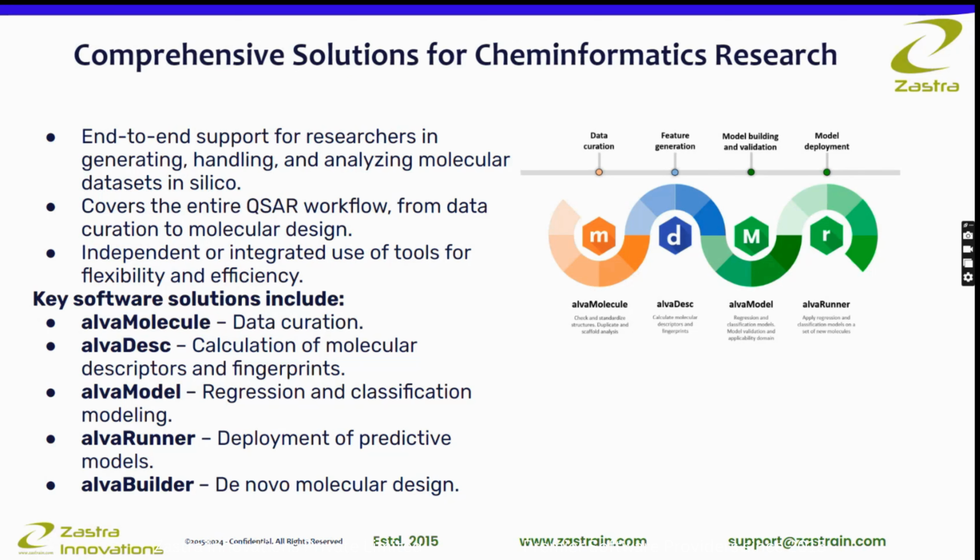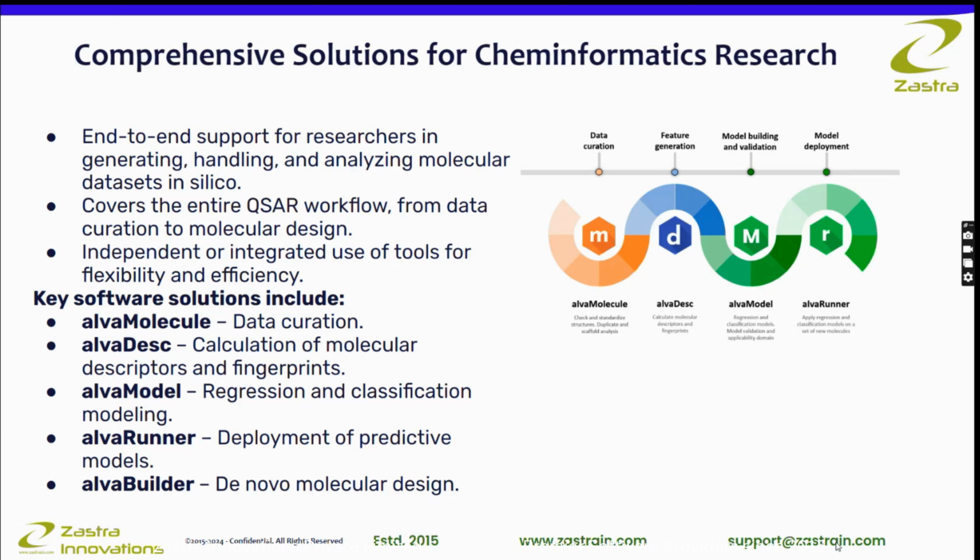are the 4 modules which might be visible on your screen. So the first one, that is Alva Molecule, we will see in detail. That is for data curation. We have Alva Desk. Alva Desk is primarily used for descriptor generation. Then we have Alva Model for model building and validation. And then we have Alva Runner for model deployment.